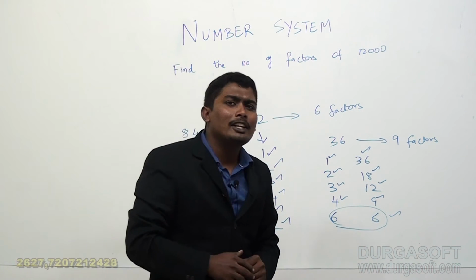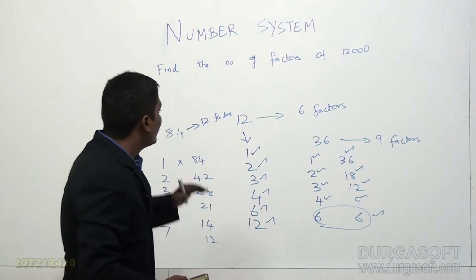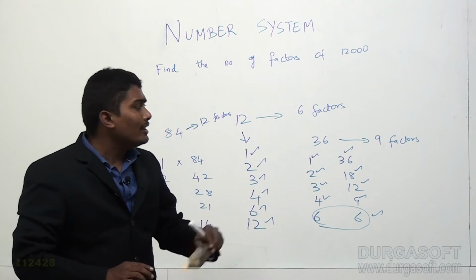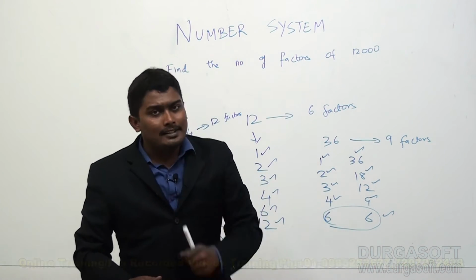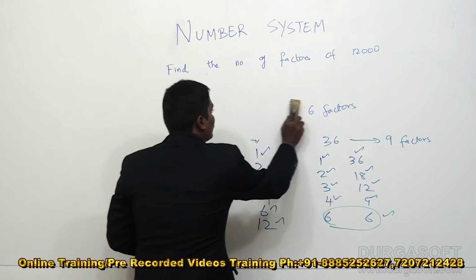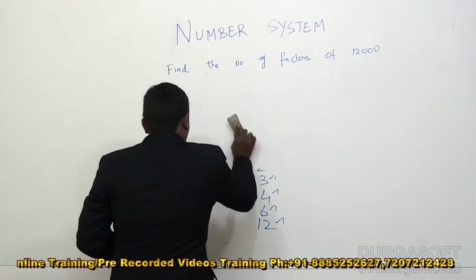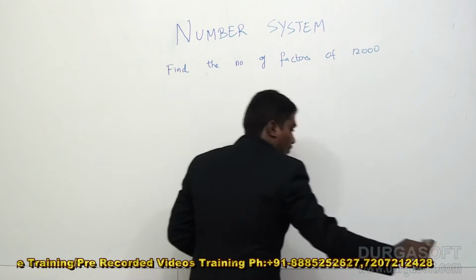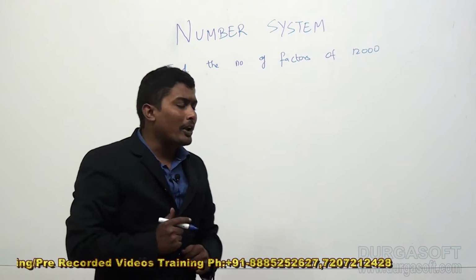So for bigger numbers, there will be a better method that you will be using, and I will be telling you that method. The first thing that we will be doing to find the number of factors of any bigger number is factorizing that number. So we will see how to factorize that. The number 12,000 I will be factorizing using prime numbers.